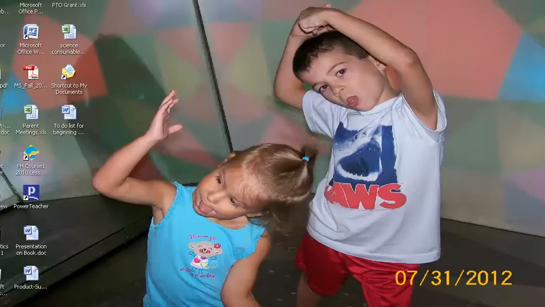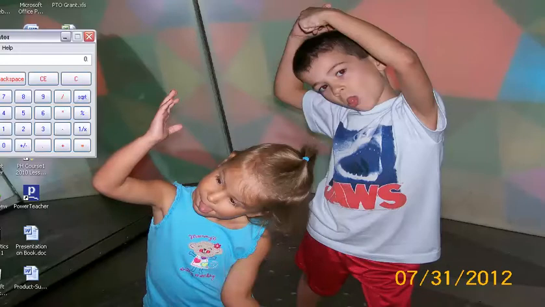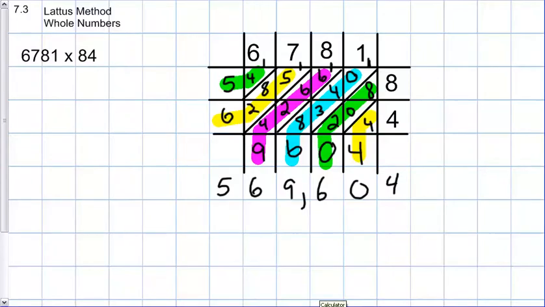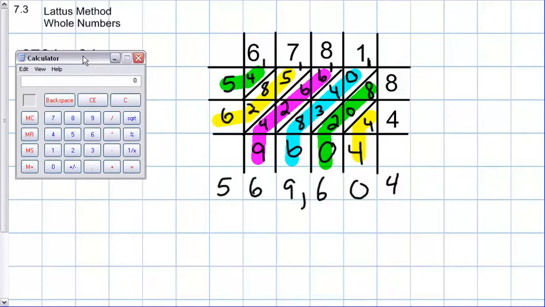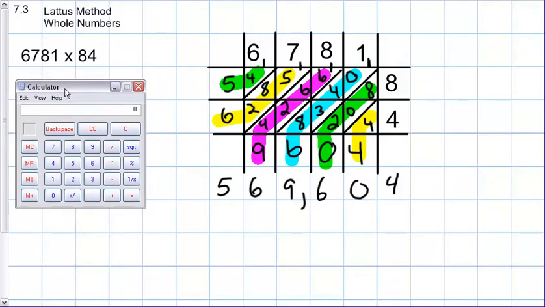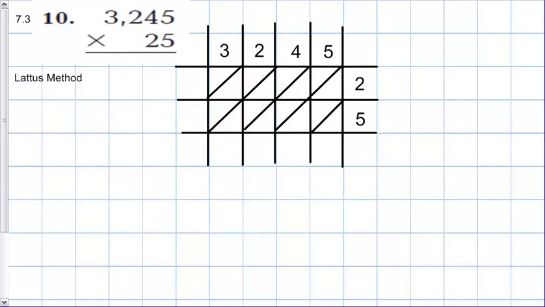Now, I'm going to go back and check just to make sure that I'm on the right path. So I got my calculator out, and the problem was 6,781 times 84, and 569,604. I was correct.